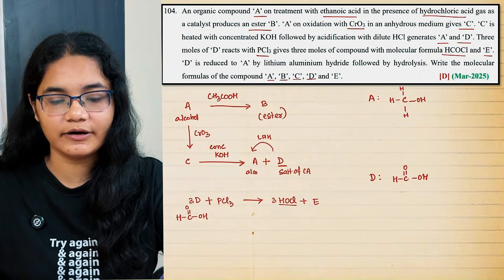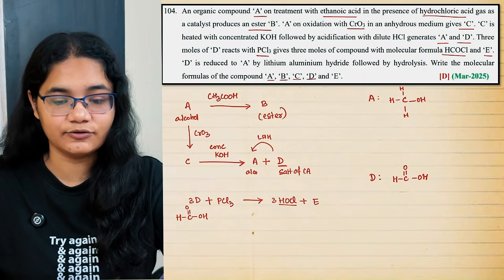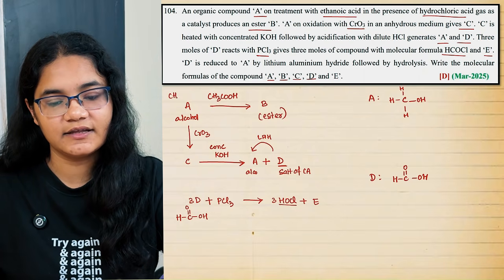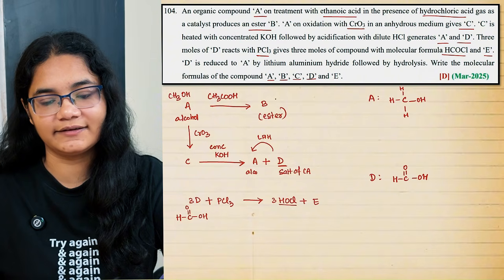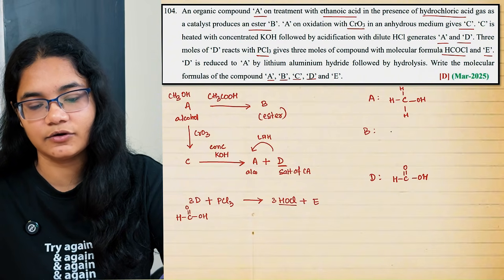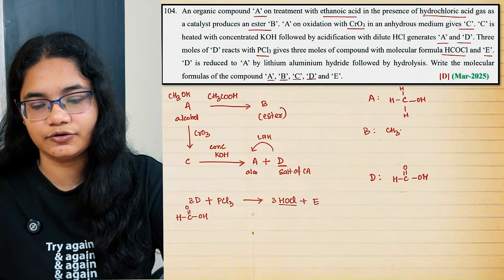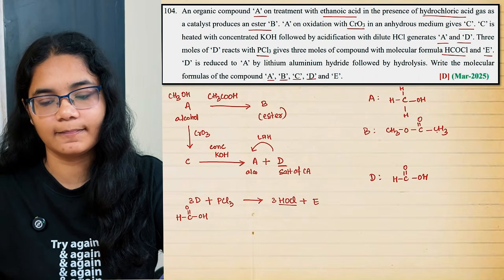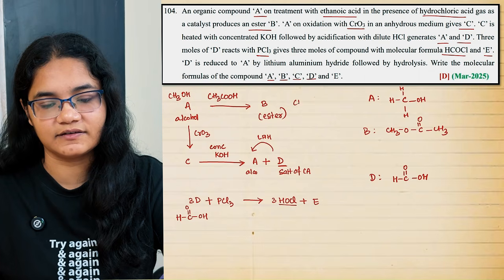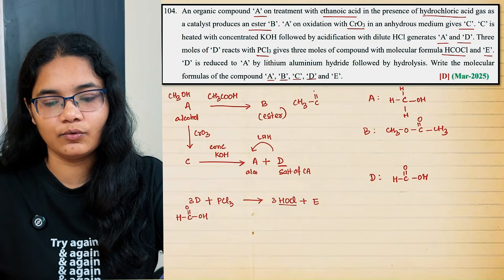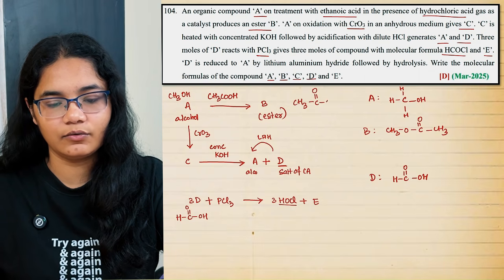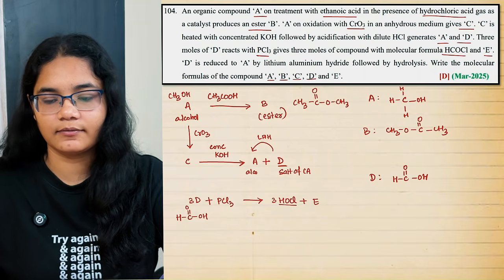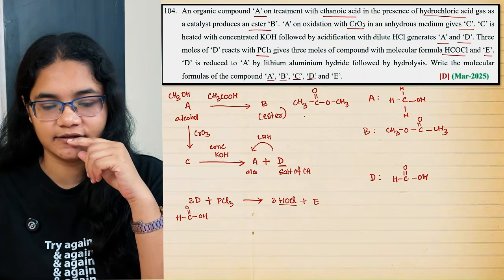Now when methanol reacts with ethanoic acid, the ester will form. So this is CH3OH and CH3COOH. The ester formed, B, will be CH3COOCH3. These two will react to give you this ester, CH3CO then OCH3. So that is your ester B.